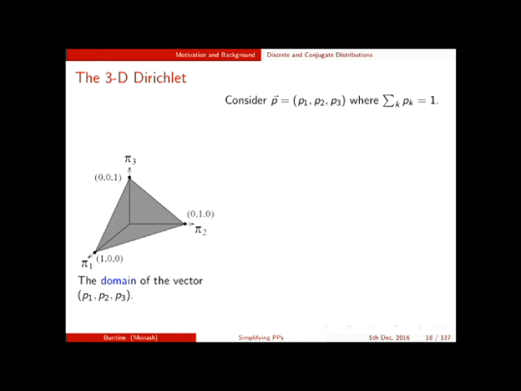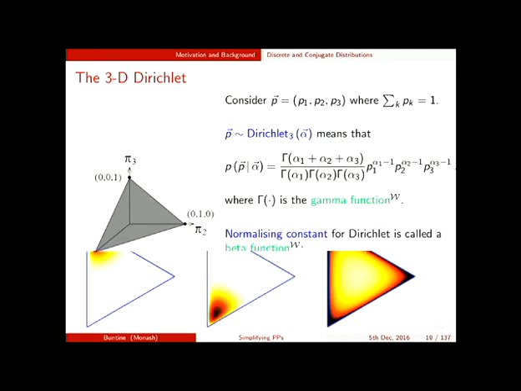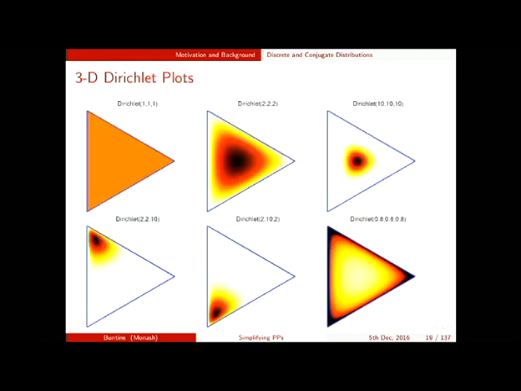In the three case, this is the domain of our vector. It generates vectors in this space called a simplex. This is the formula. This thing here is called a beta function, and it's constructed from gamma functions. But there's the mathematical form, and if you just have 2 instead of 3, you get these guys here. With 3, this is what it looks like. So if everybody's 1, it's uniform.